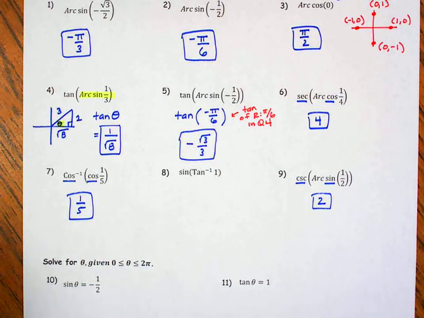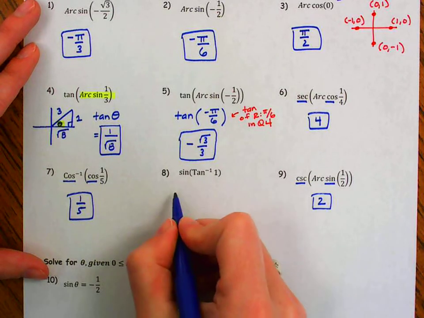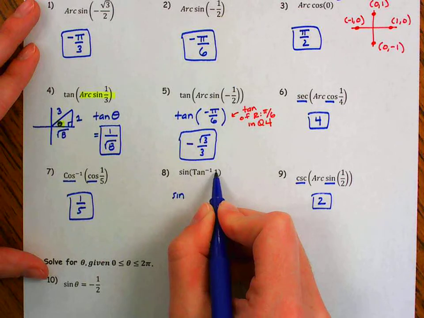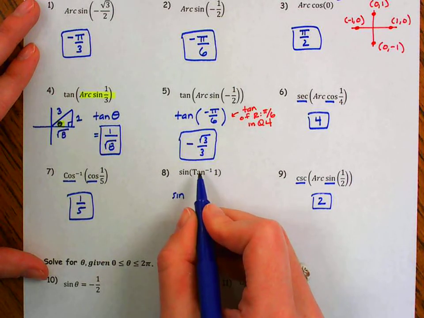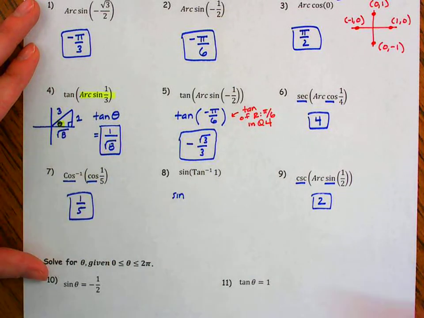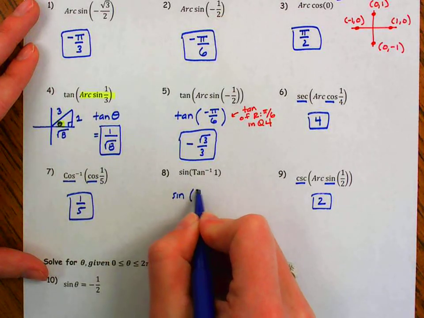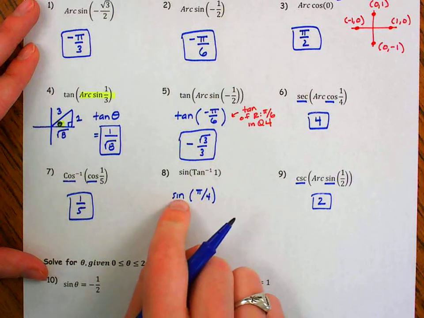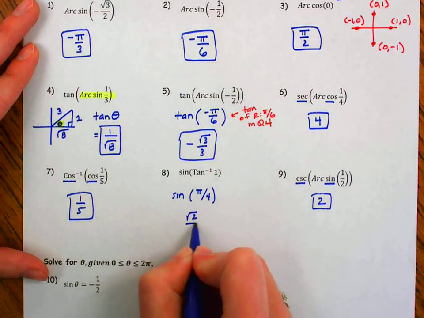Okay, here's another one. This is asking, when or at what angle does tangent have a value of 1? Well, this is positive in the first quadrant. Tangent has a value of 1 with a reference angle of pi over 4. So now I'm going to say, what is sine of pi over 4? Sine of pi over 4 is root 2 over 2.